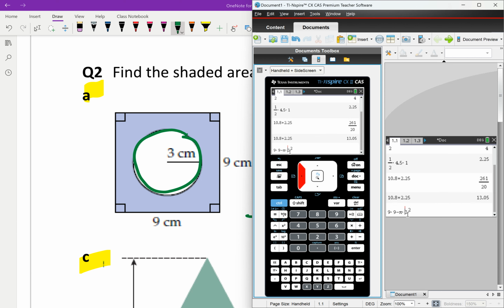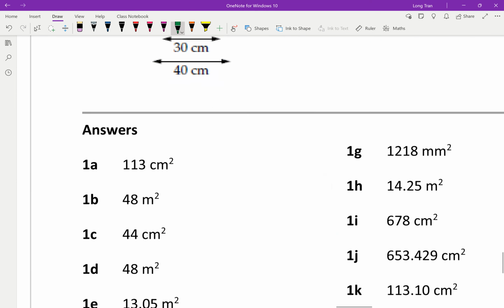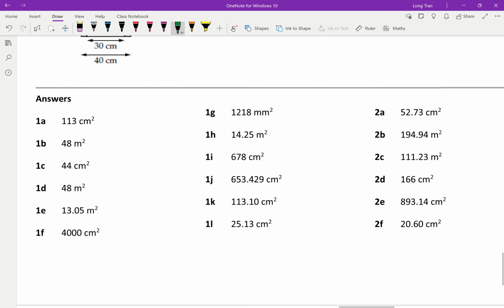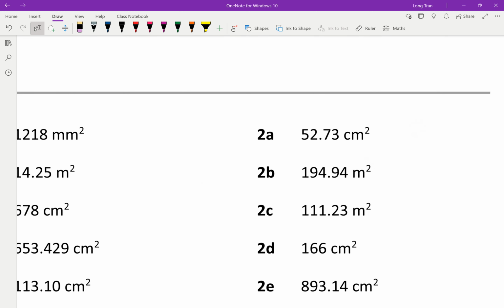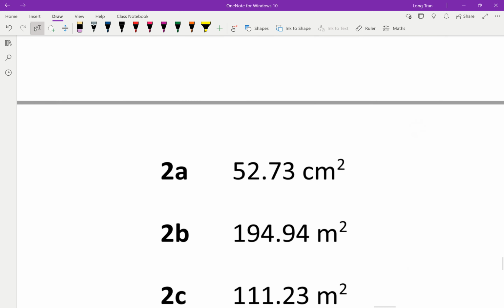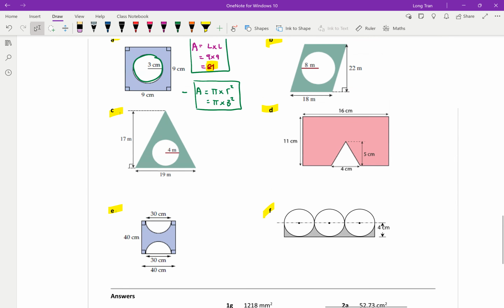See that? So 9 times 9. I'll put it in brackets so you can see. 9 times 9 is the area of the square. And then pi times 3 squared is the area of a circle. So area of a square, take away the area of a circle, will give you what you want. And that gives me an answer of 52.7257. Yeah, so if you look at the answers for 2A, where's question 2A? See that? 52.73 squared centimeters.